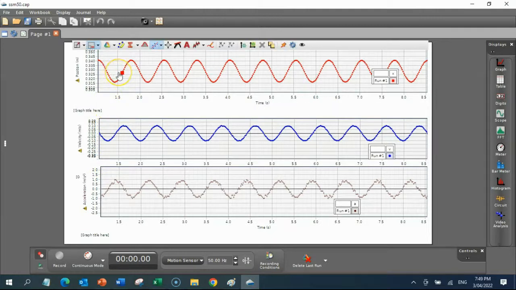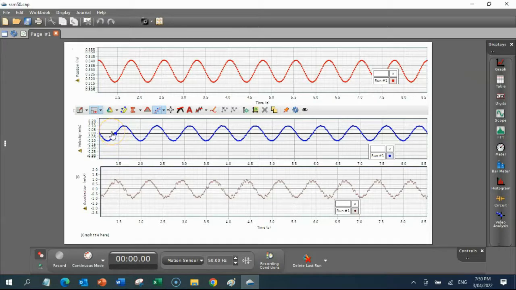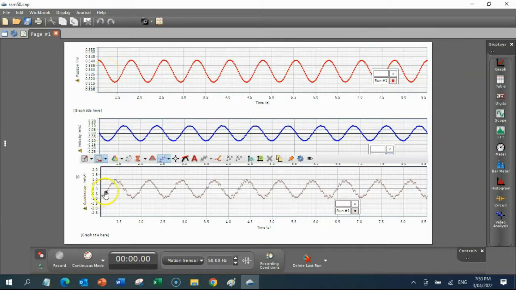And one of the questions in the book is the phase relationship between y-t, that is displacement and time, and the velocity of time. Now that phase difference is a quarter of a period, or a quarter of a wavelength if you like, but we're going to write in a quarter of a period. The phase relationship between the displacement and the acceleration, if we compare this one with this one, it is half a period. So T divided by 2.